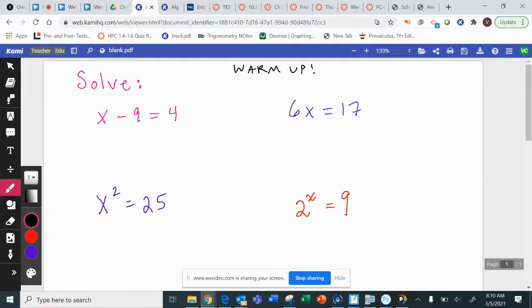All right, just to review things that you guys have learned in the past. The first question, if you were asked to solve x minus 9 equals 4, what would you do to solve that equation? Jackson. You were going to add 9 to both sides, right?